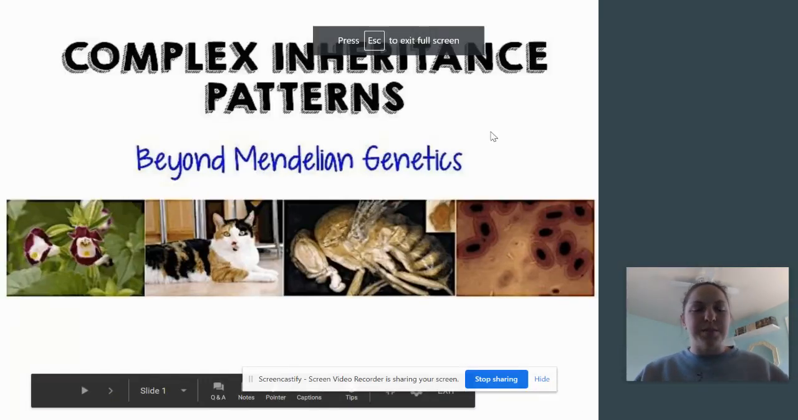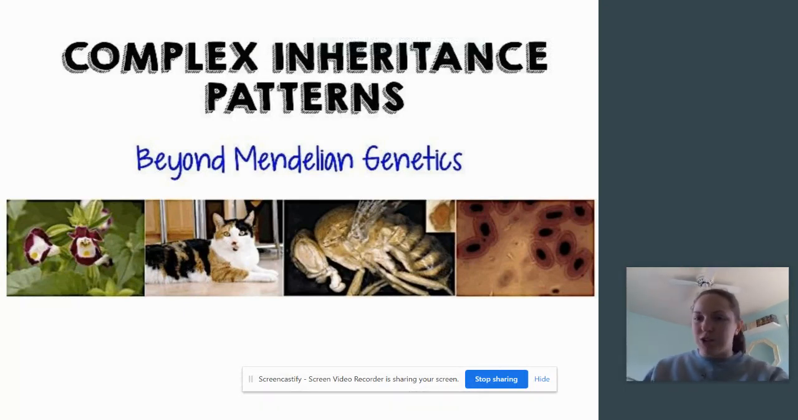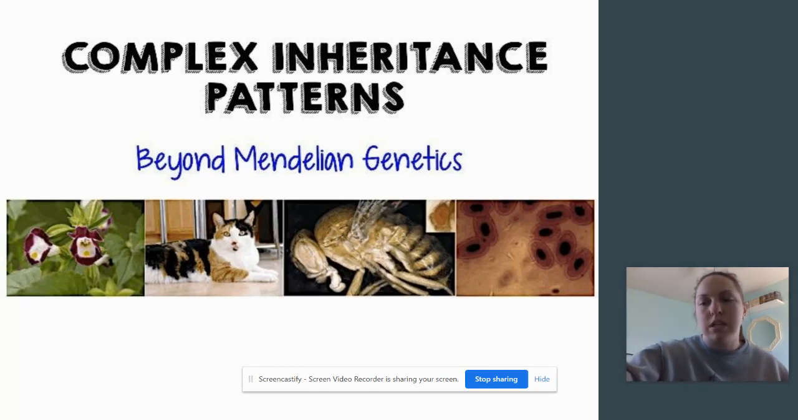Hey guys, so today we are going to go beyond Mendelian genetics. We're going to start looking at some of the different kinds of inheritance that actually happens. Mendelian inheritance is actually really uncommon. Most traits are handled by multiple genes or are more complex than just two alleles, where you have this color or this color, and one's dominant over the other. Most of them are more complicated than that.